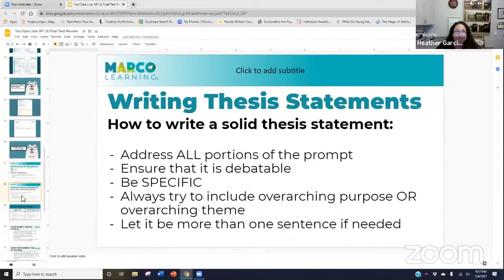So when you're writing thesis statements, how to write them solidly is that you make sure that you cover all portions of the prompt. You make sure that it's debatable and you are super, super specific so that you're not just saying the author uses devices to give a tone. No, you're telling me what devices and what tone and what the purpose was. Always try to include that overarching purpose or theme, and it can be more than one sentence. The rubric said so.